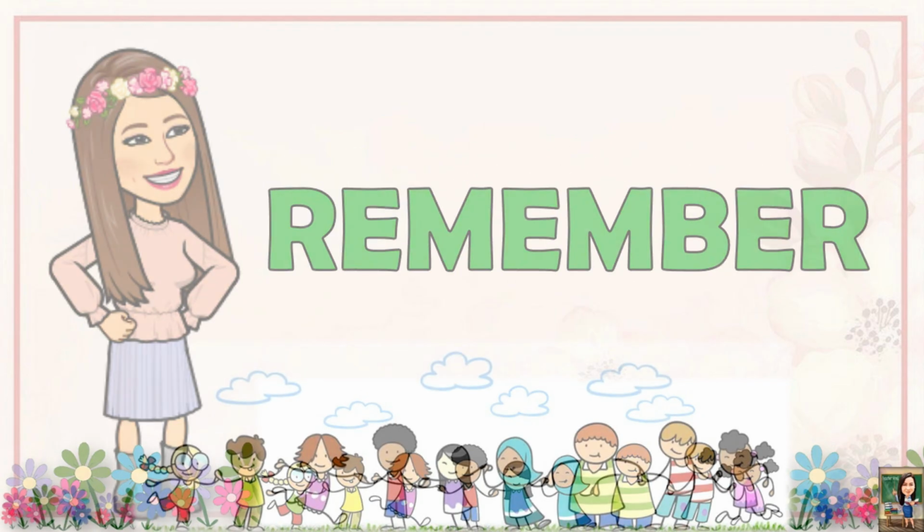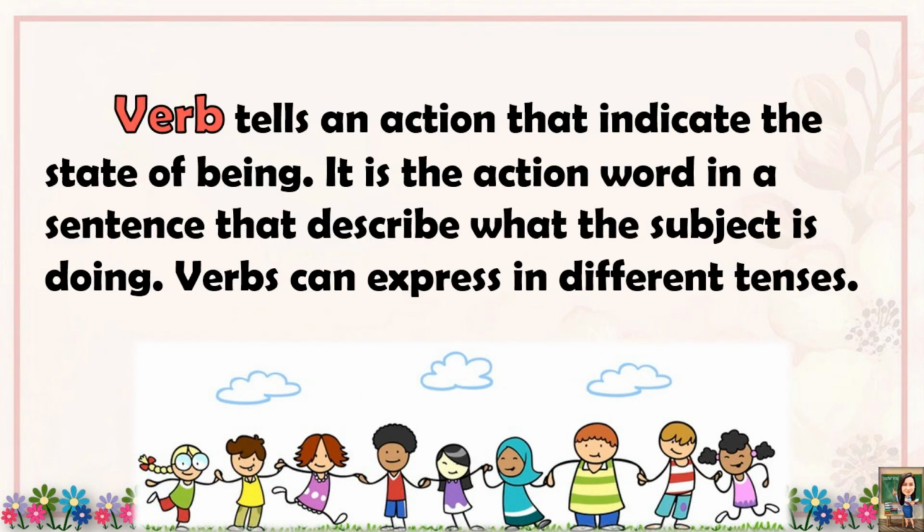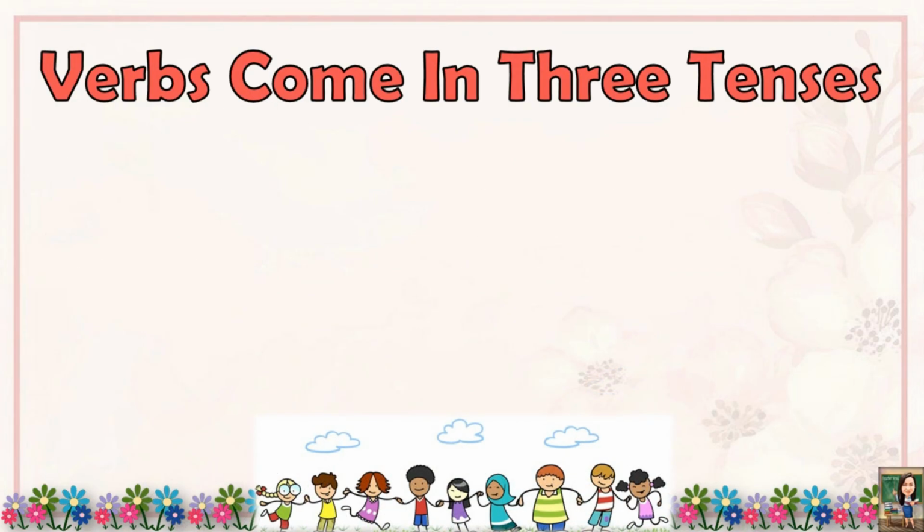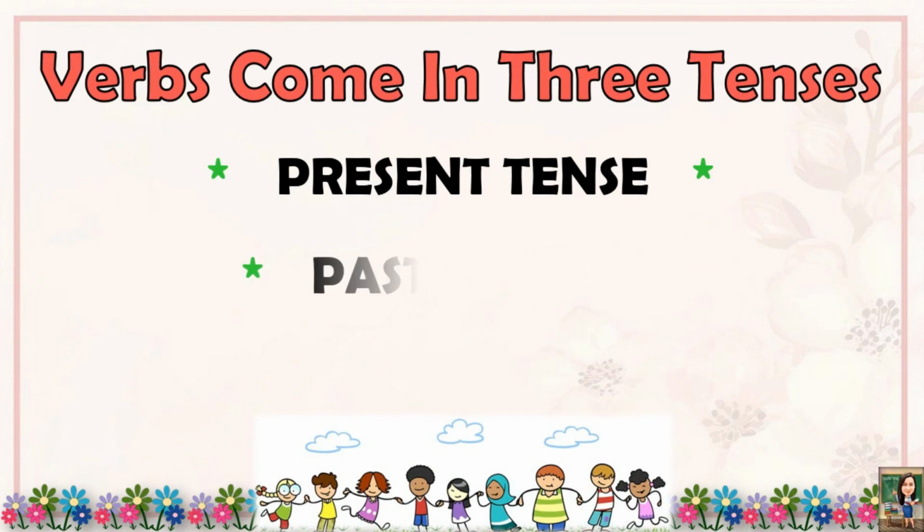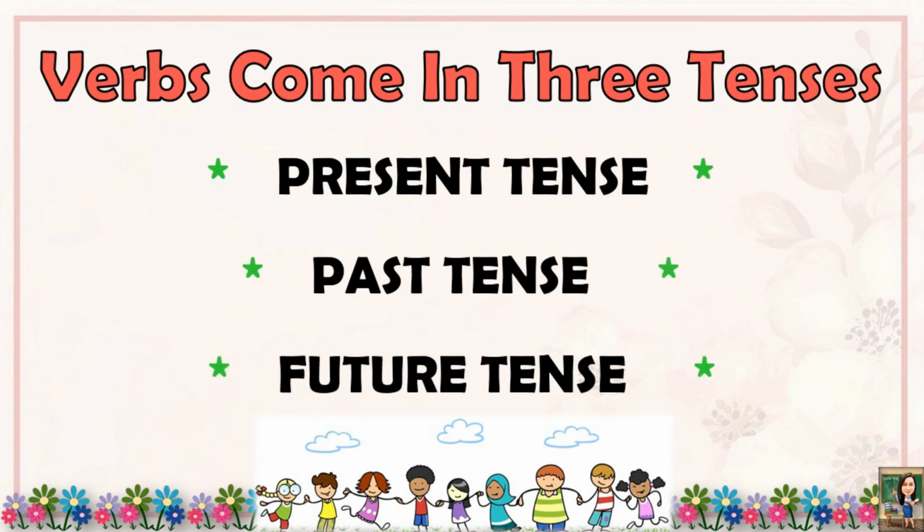Remember, a verb tells an action that indicates the state of being. It is the action word in a sentence that describes what the subject is doing. Verbs can express in different tenses. Verbs come in 3 tenses. These are present tense, past tense, and future tense.